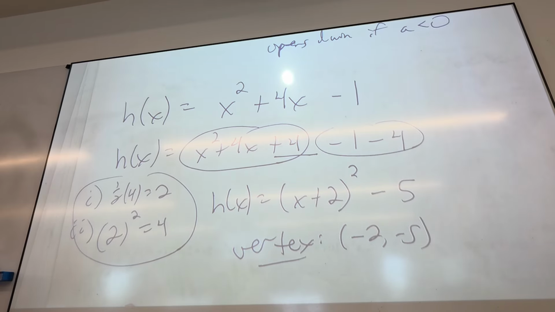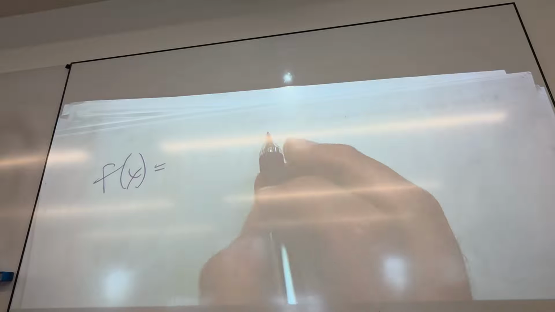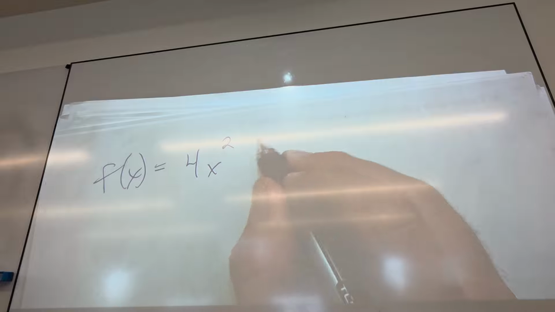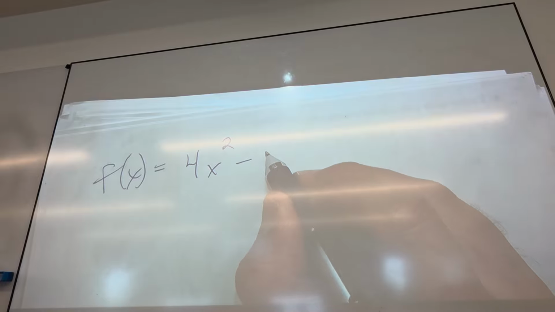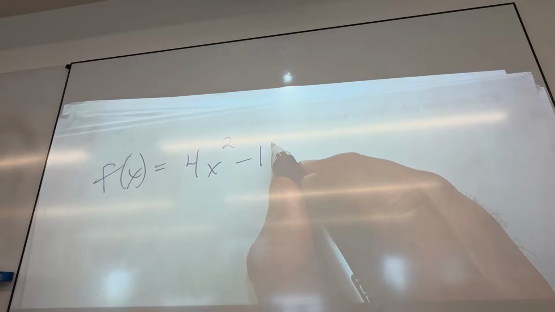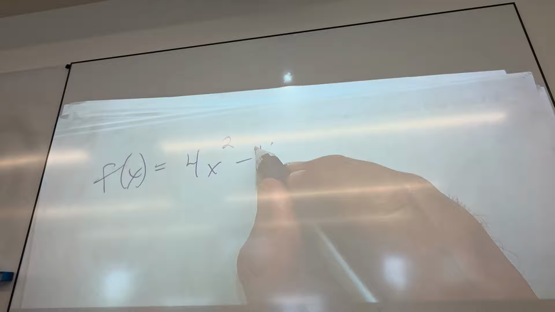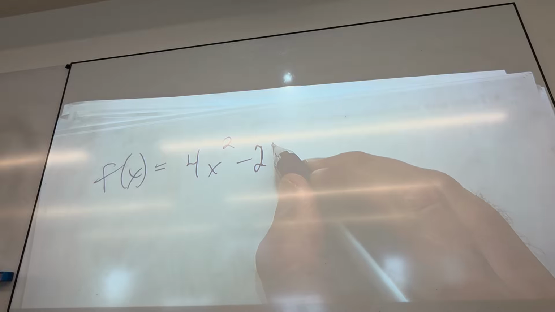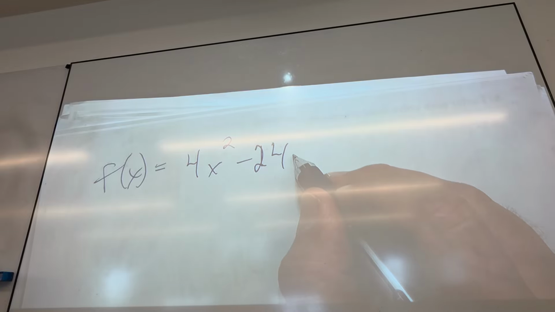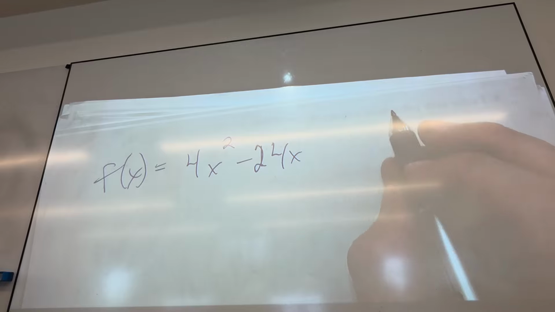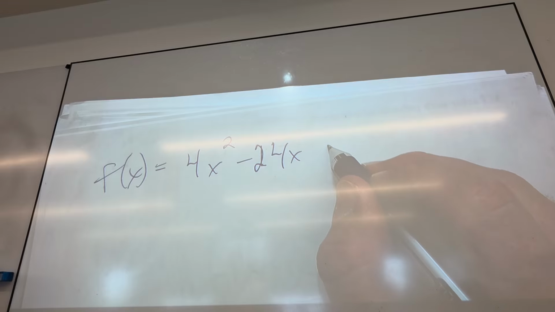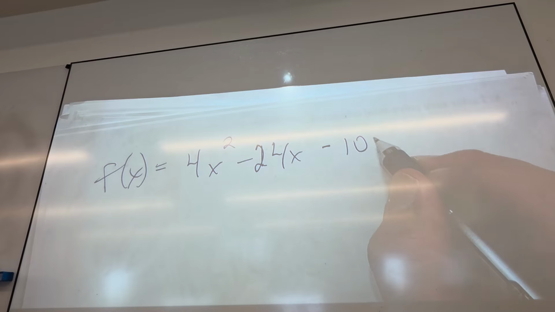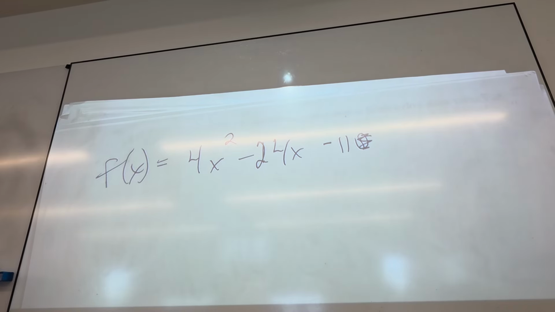Okay, here's where things get trippy. You're like, now they get trippy. What did I just do? Okay, we'll do that. I'll do 24. Yeah, I like it. Minus 10. No, minus 11. 4x squared minus 24x minus 11.